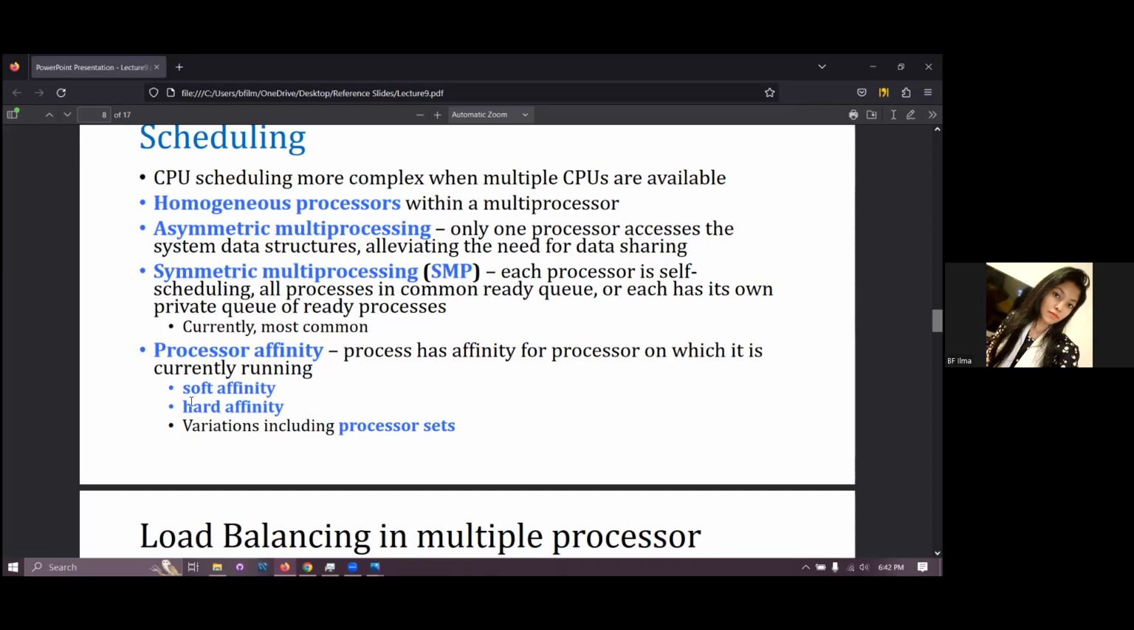There are two types of affinity. Soft affinity means the system tries to keep the processes on the same processor, but there's no guarantee. Hard affinity means the same process is always scheduled to the same processor.